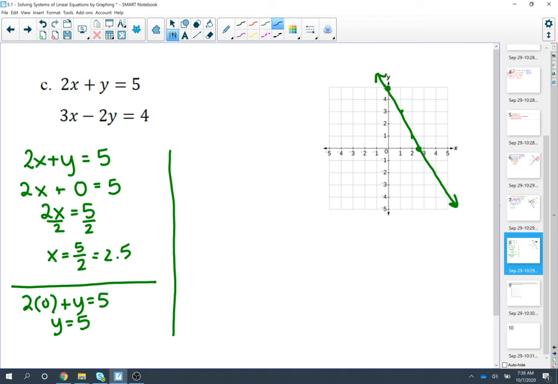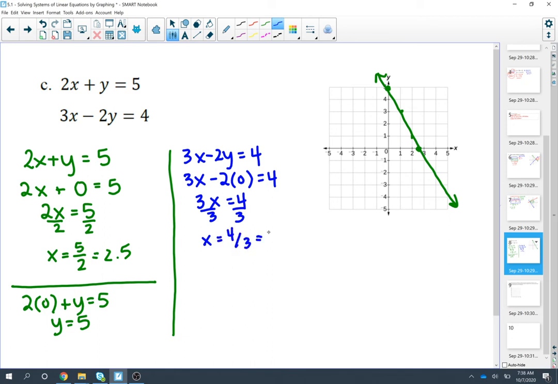Okay, next one. 3x minus 2y equals 4. Again, if I want to find the x-intercept, I substitute a 0 in for y. So 3x minus 2 times 0 equals 4. That's 3x equals 4. Divide by 3. X equals 4/3. That does not come out nicely. This is like 1.3 repeating. So 1.3 repeating is somewhere around here.